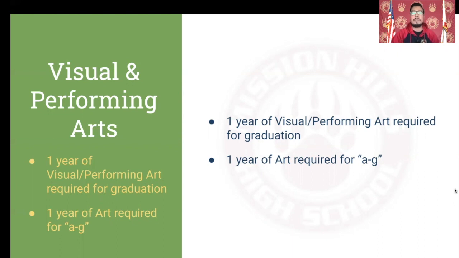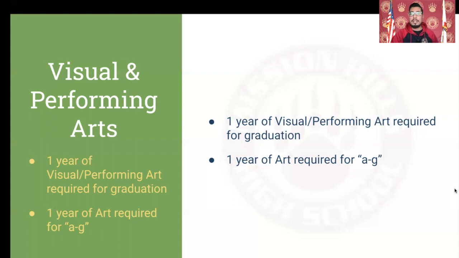Now we're going to talk about our visual performing art requirement, otherwise known as the VAPA. In order to graduate from our high school, you do need 10 credits of a visual performing art, or 1 year. And if you plan on applying to a 4-year university such as a CSU or UC, you must also fulfill this requirement as it is part of the A through G requirements.